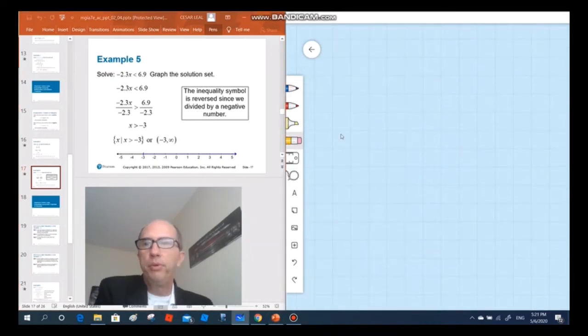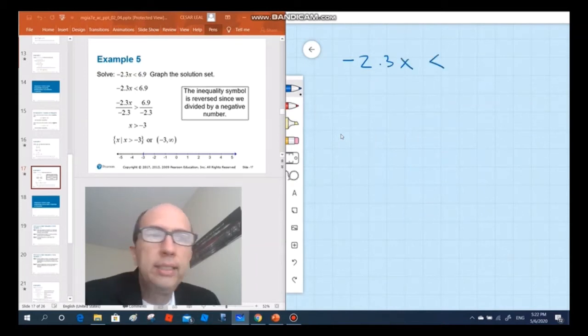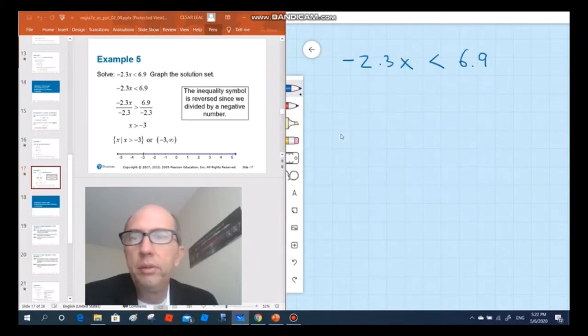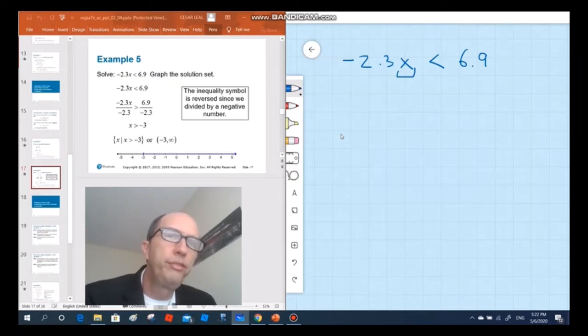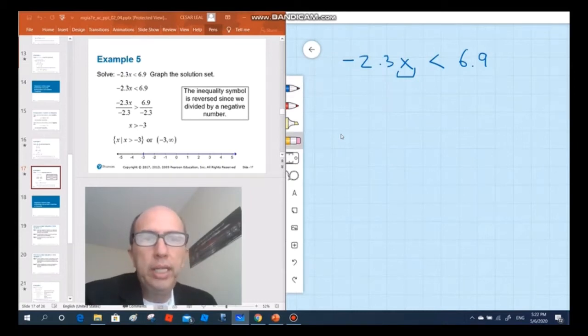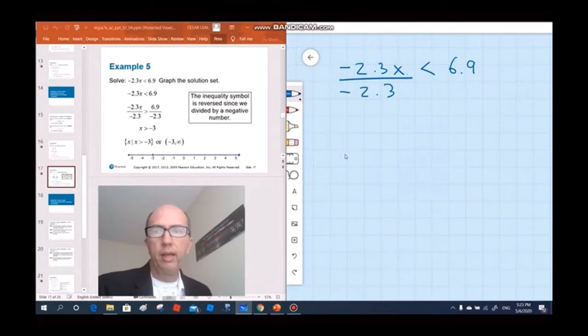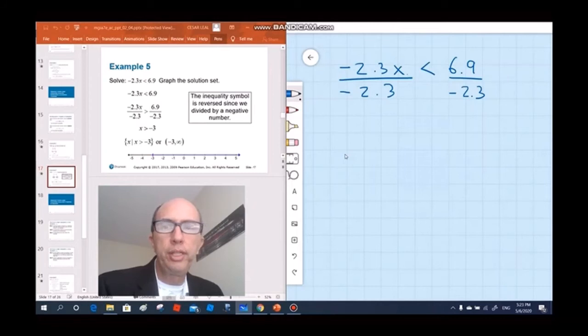Let's work this example. We have negative 2.3x is less than 6.9, right? And we want to have only x on this side of the equation with no coefficient or coefficient 1. To have this, we need to use multiplication property. As I was saying, we use multiplication property, and we're going to divide both sides by negative 2.3. Divide both sides by negative 2.3.